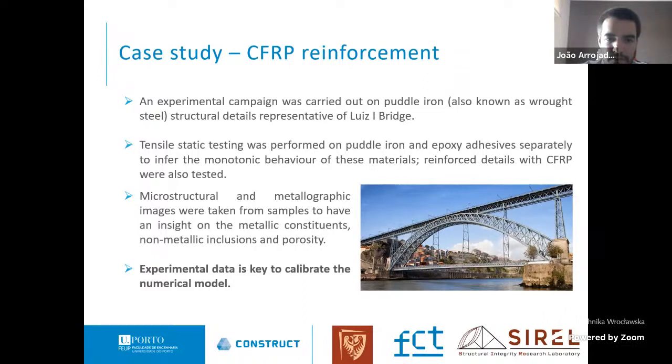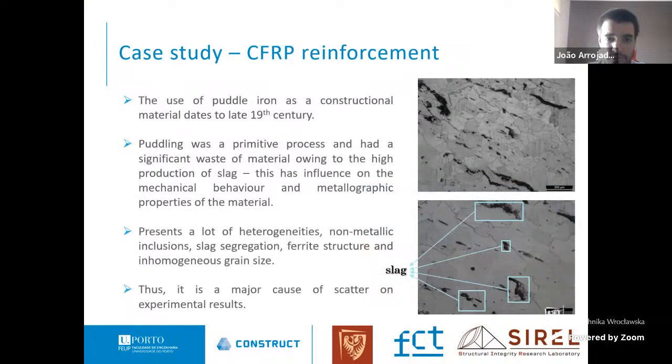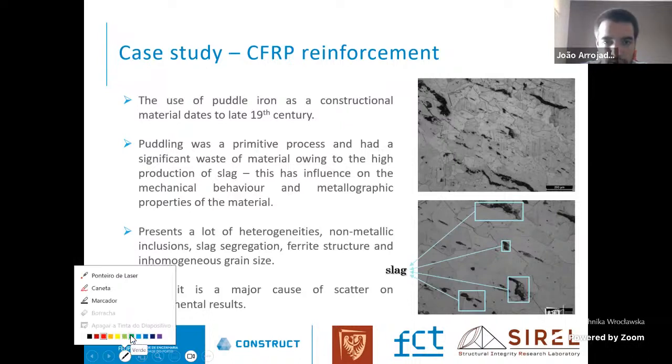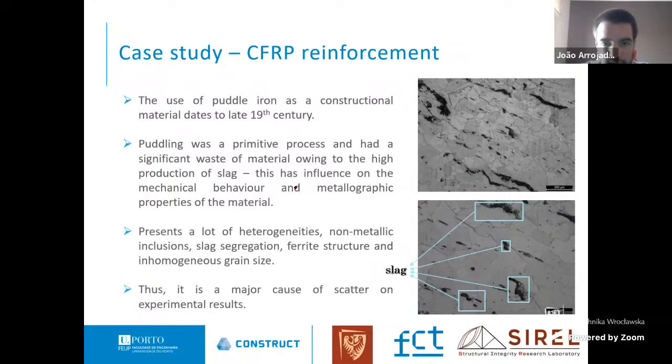Microstructural and metallographic images will be shown, to have some insights into the metallic constituents, non-metallic inclusions, and porosity. This experimental data was key to calibrate the numerical model. So, as you know, the use of puddle iron as a construction material dates to the late 19th century. Puddling was a primitive process and had a significant waste of material, owing to the high production of slag. This has an influence on the mechanical behavior and metallographic properties of the material.